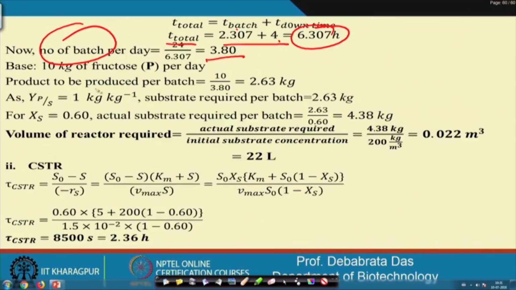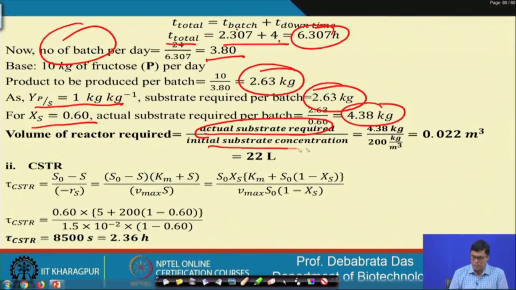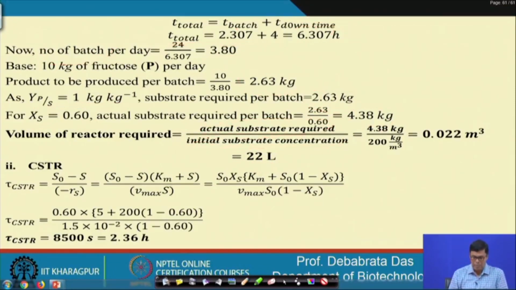Then once you know the number of batches, you find out how much product you have to produce per batch, that is 2.63, and when you have the stoichiometry, for getting this much product, you can easily find out how much substrate is required. And since you want to have 60% conversion, you can easily calculate how much substrate is required for this process. Once you know how much substrate is required, you divide by the initial substrate concentration, and you will get the volume of the reactor. So you can easily calculate that.